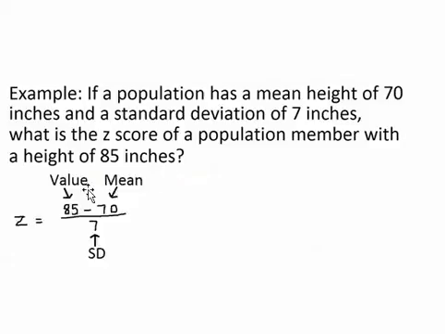So 85 minus 70 equals, I'm sorry, 85 minus 70 equals 15. And 15 divided by 7 is 2.1. So this person's z-score is 2.1. So I hope this formula is also making it clear that a z-score doesn't have to be a whole number. It can have a decimal at the end.